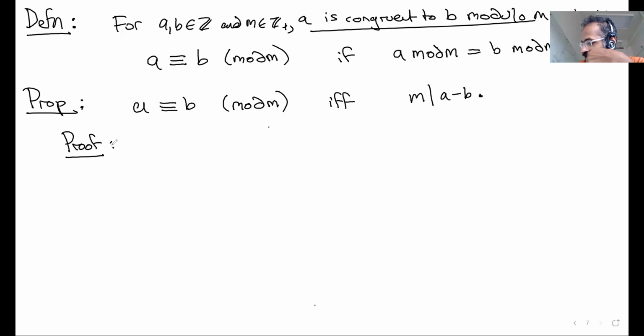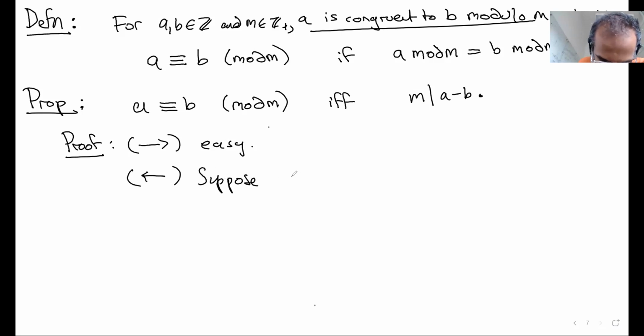Let's do the, so this direction is kind of easy, and I'll just leave this as an exercise. Let's do the other direction. So suppose M divides A minus B.